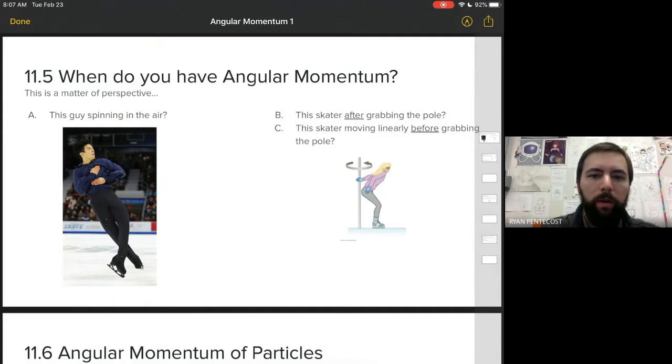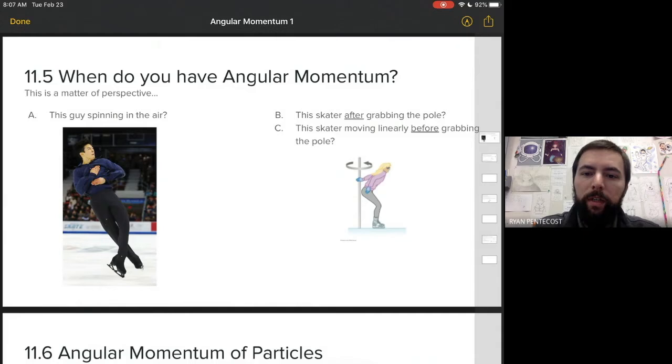The first one, part A, we have a guy spinning in the air. Does he have angular momentum? Yes, he does. He is rotating. He has angular momentum. Then we have part B. This skater, after grabbing the pole, does she have angular momentum? Yes, she does as well.